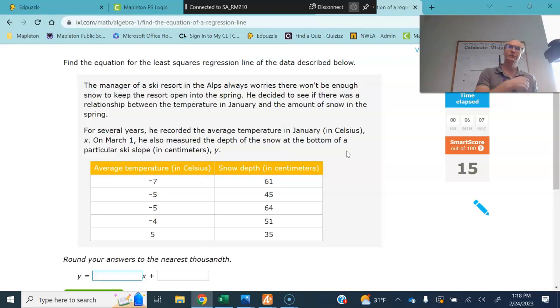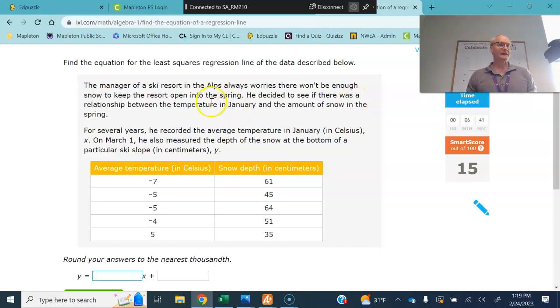Oh, I like this one. Here's a skiing problem. So we're going to put these values into our calculator, and I'm just going to write them down. -7 gives us 61 inches in centimeters. -5 is 45. -5 is 64. -4 is 51. And 5 is 35.